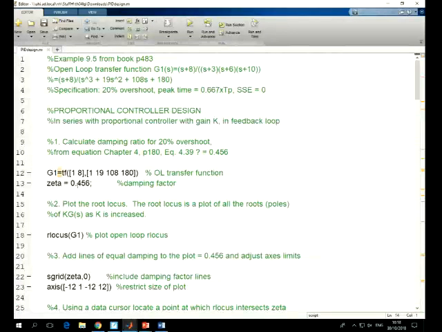Okay, so I've done that separately on a calculator, obviously. So this is the zeta value for an overshoot of 20%. So if any of you are lucky to have 20% in your column, you know what your answer is meant to be. Okay, and this is the way we write the transfer function.